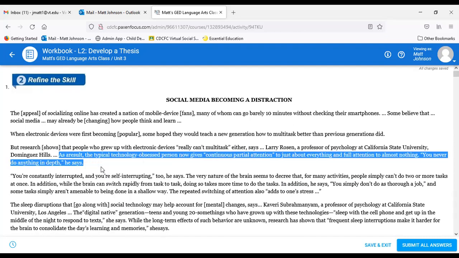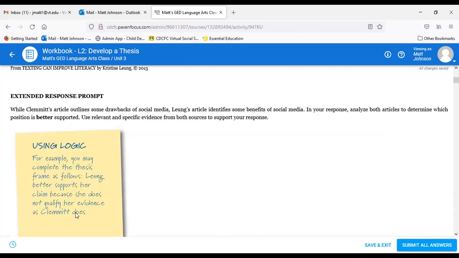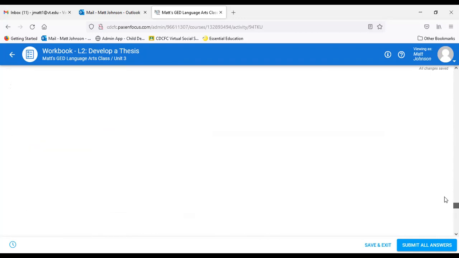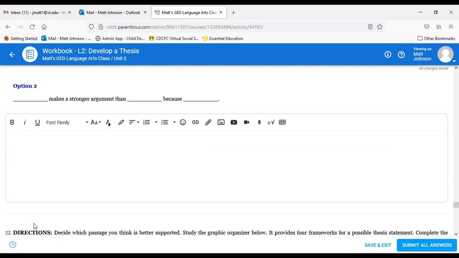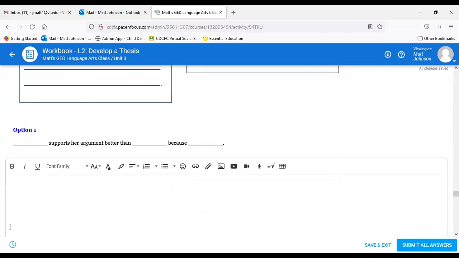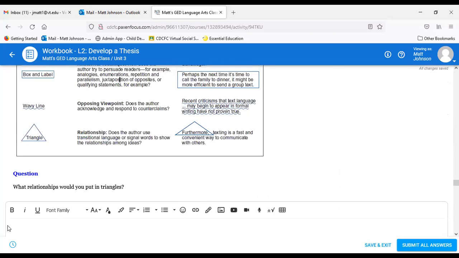And I'll go ahead and copy that. As a result, that's drawing you to a conclusion. That's drawing you to a consequence. It's signaling a change of some sort. Just like it says here, a relationship. So does the author use transitional language or signal words to show the relationships among ideas? When you say something like, I got stung by a bee, as a result, my arm swole up, something like that, right? Okay. So relationship between one and the other, cause and effect.